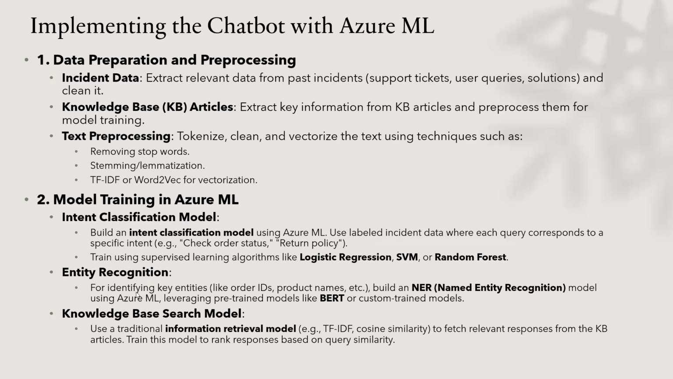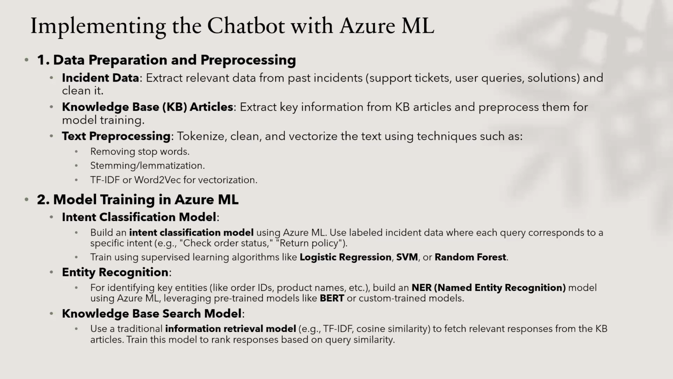Entity recognition. For identifying key entities like order IDs, product names, etc., build an NER entity recognition model using Azure ML. So NER is the named entity recognition model. It is a type of NLP task where the model identifies and classifies key entities in a text into predefined categories.